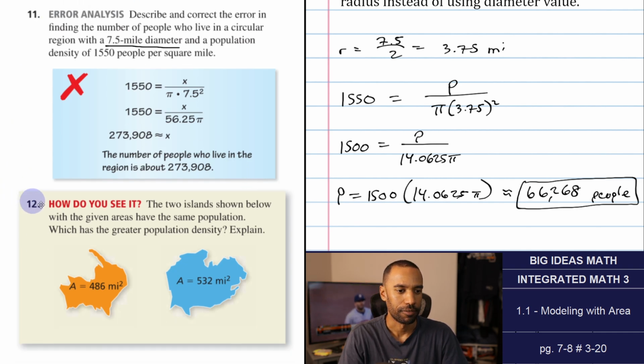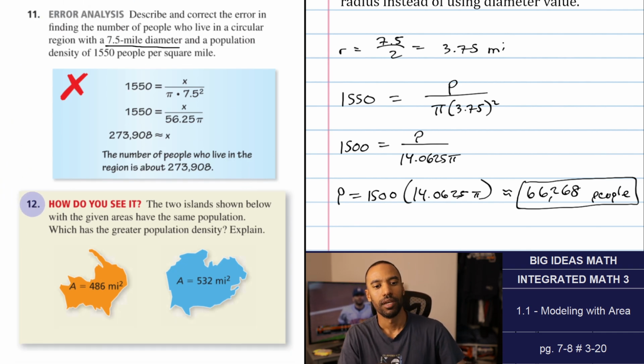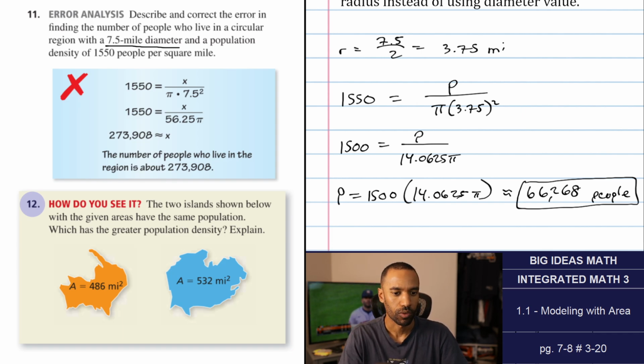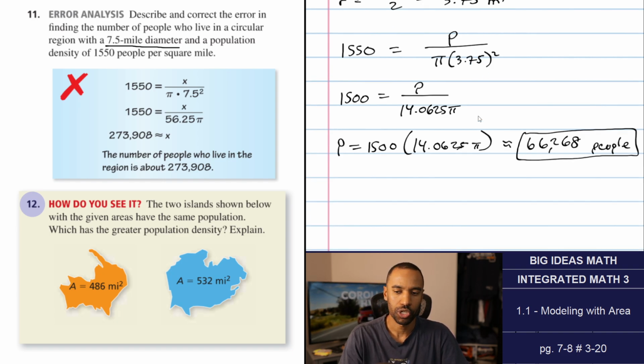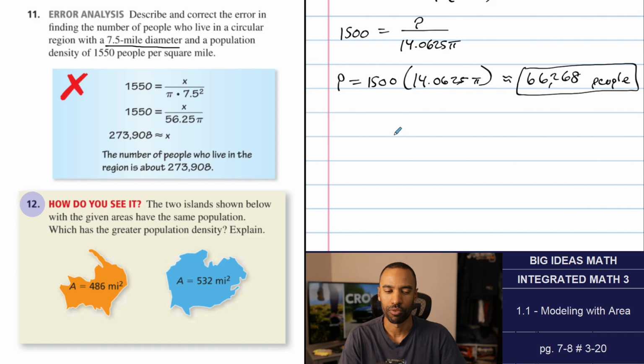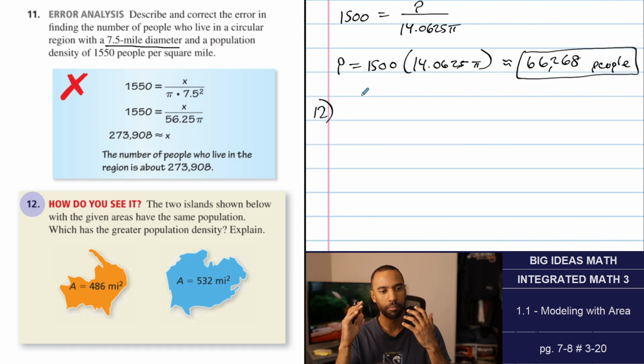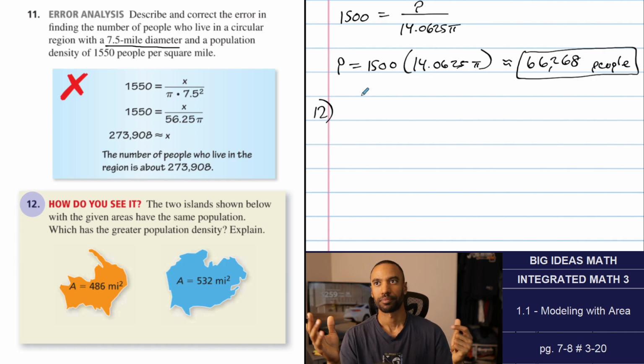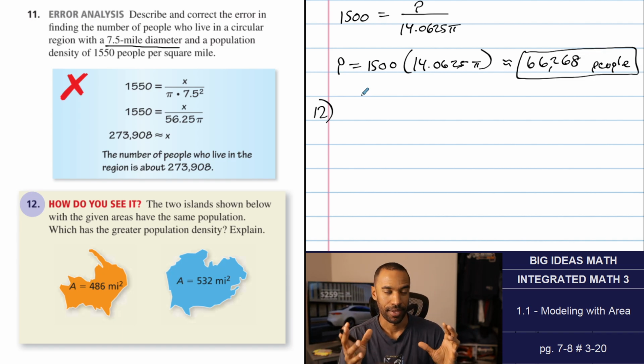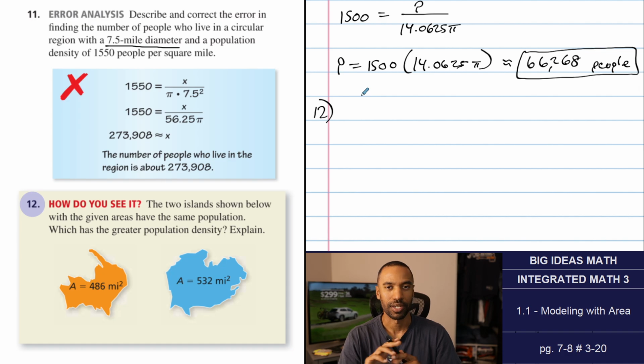All right, number 12. They ask, how do you see it? The two islands shown below with the given areas have the same population. Which has the greater population density? Explain. They show you numbers of the area overall, and if they have the same population, the smaller area will have greater density.